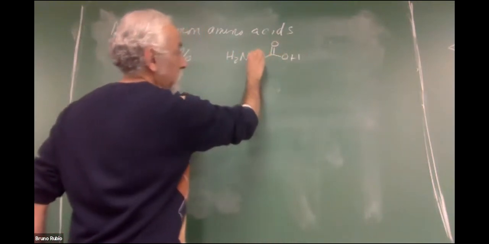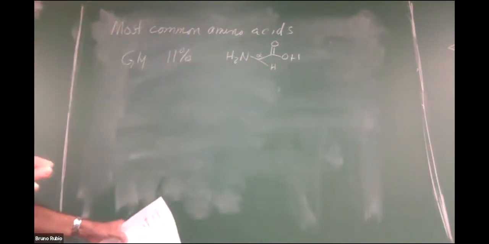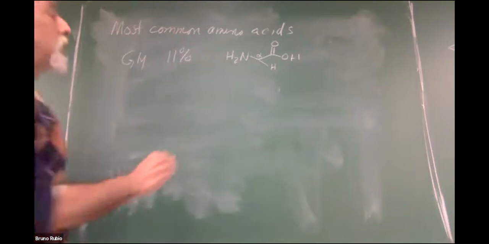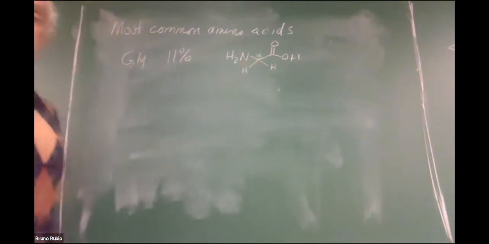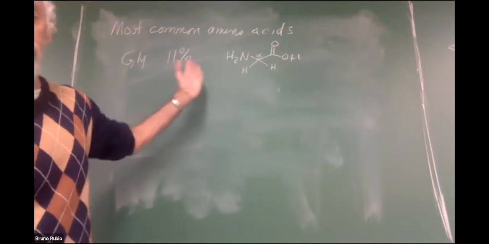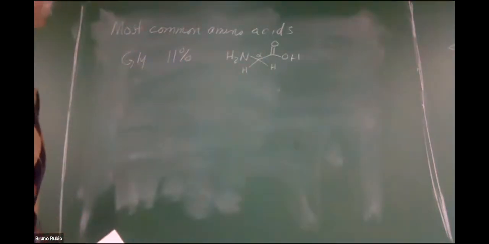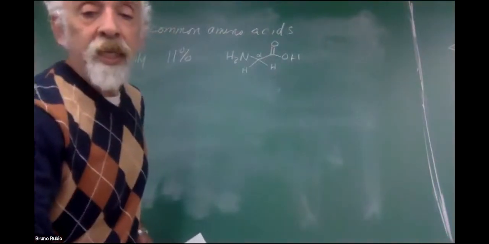And remember, there's the alpha carbon. The alpha carbon will nearly always have a hydrogen there and some other group, right? And so glycine just has this hydrogen here. So its R group is hydrogen. That's the most abundant amino acid, about 11%.